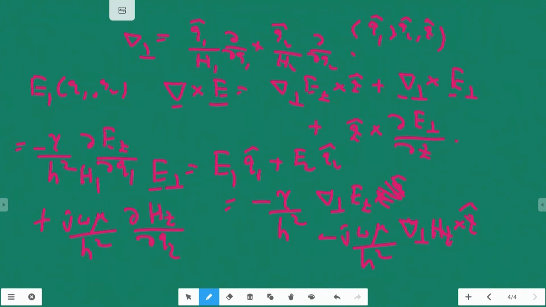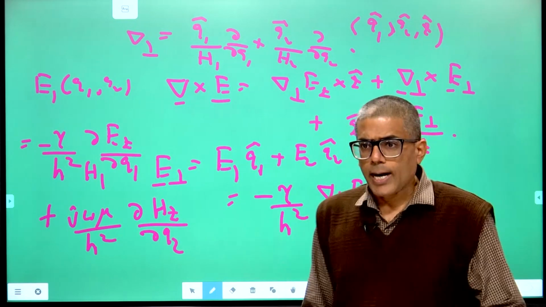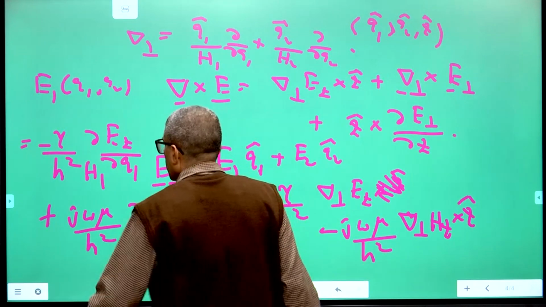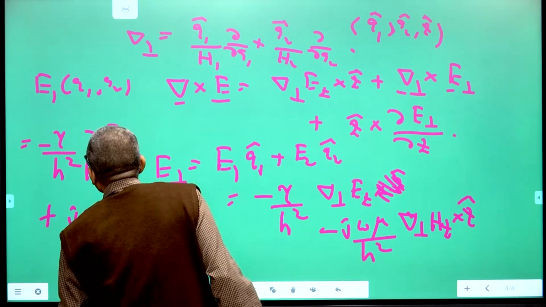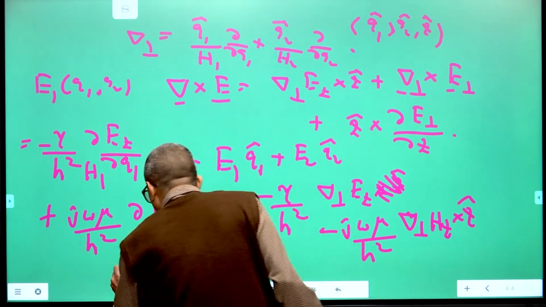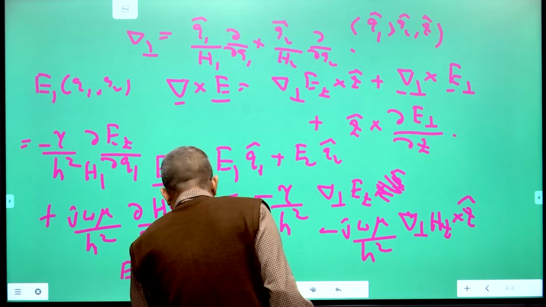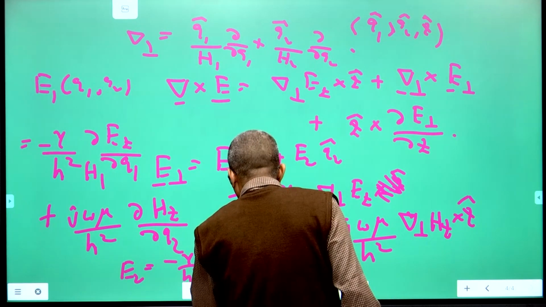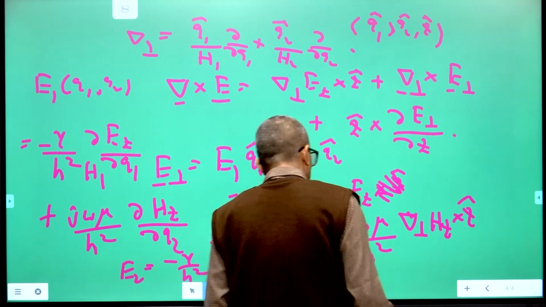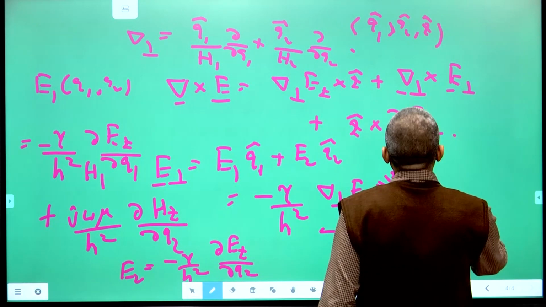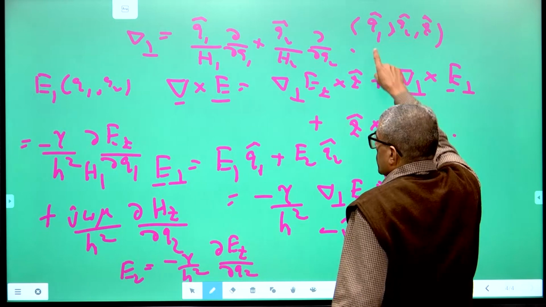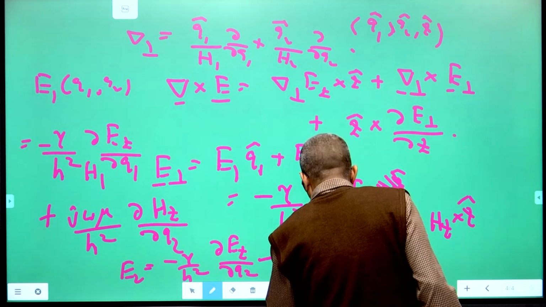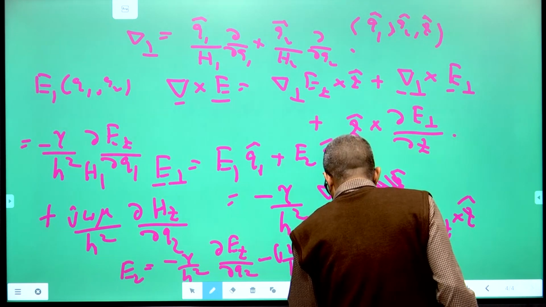So essentially q1 equal to constant is the boundary, and q2 cap is normal to the boundary of the cavity of the resonator. Similarly, if you look at E2, what do you get? E2 is equal to minus gamma by h squared, then here you have ∂Ez/∂q2, and then ∂/∂q2 of q2 cap cross z cap, and q2 cap cross z cap is q1 cap. So that will give you minus jωμ by h squared into ∂Hz/∂q2.